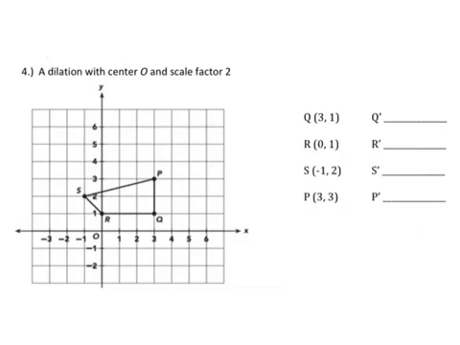For number 4, we're asked to perform a dilation with a center of 0 and a scale factor of 2. Since the scale factor is a positive whole number, our shape is going to get double the size, or twice as big. So first, we need to multiply all of our ordered pairs by 2, the x and the y value. So for Q prime, 2 times 3 is 6, and 2 times 1 is 2. So our new Q prime is 6, 2.